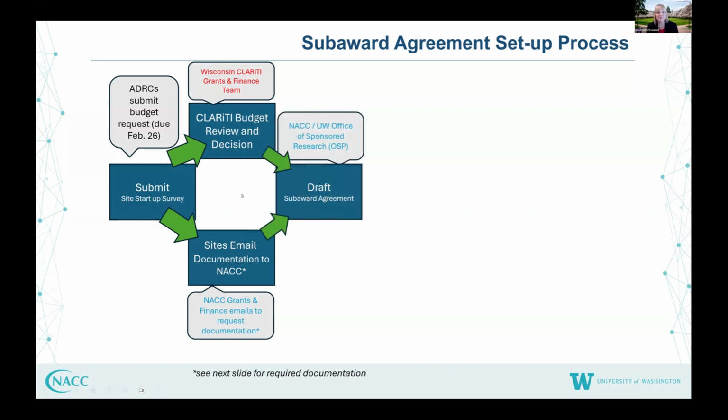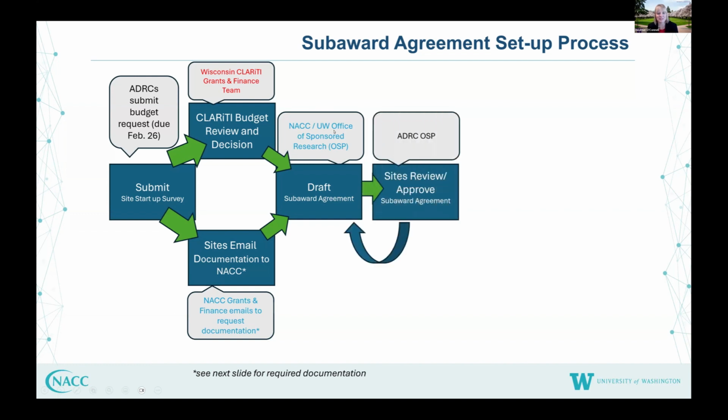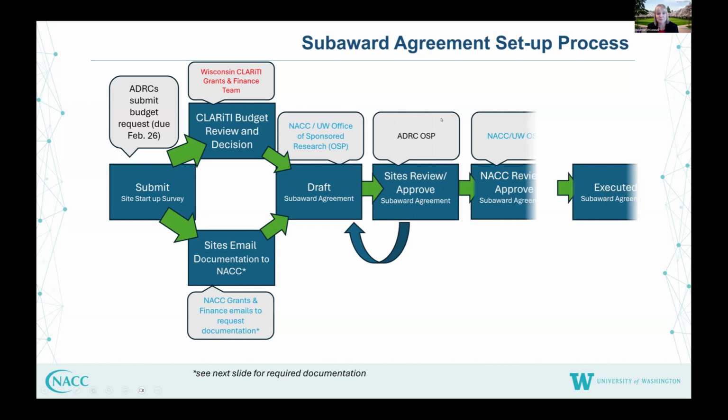Once all the required documentation is collected, the subaward agreement will be drafted by the University of Wisconsin Office of Sponsored Research along with NACC. You will be receiving that draft agreement and your local ADRC grants and finance or award teams will be able to review, discuss any modifications necessary with NACC and ultimately approve that subaward agreement. Then it will be reviewed and approved by NACC, and then it will be considered fully executed at that time. I wanted to stop here and pause and see if there are any questions related to the setup process.